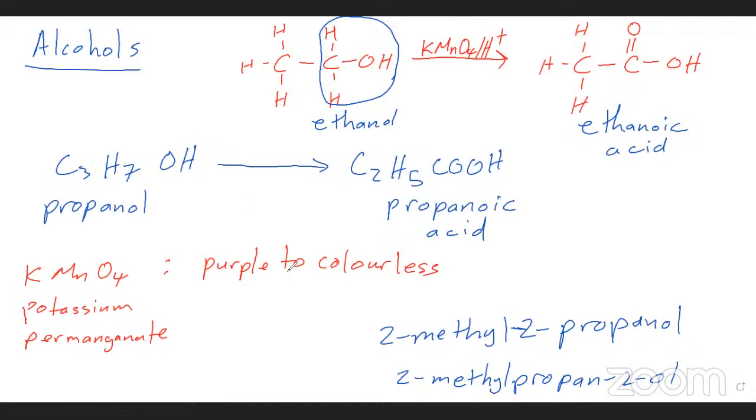Again, whether you use potassium permanganate or potassium dichromate, the reaction is the same. It's just the color change that will be different. So down here, the color change would be from orange to green. The alcohol is colorless, so only the dichromate is changing color. And for up top, when you use potassium permanganate, it will be from purple.